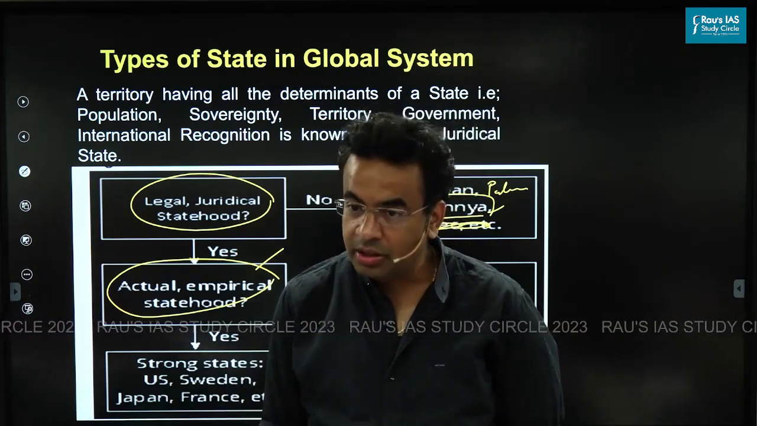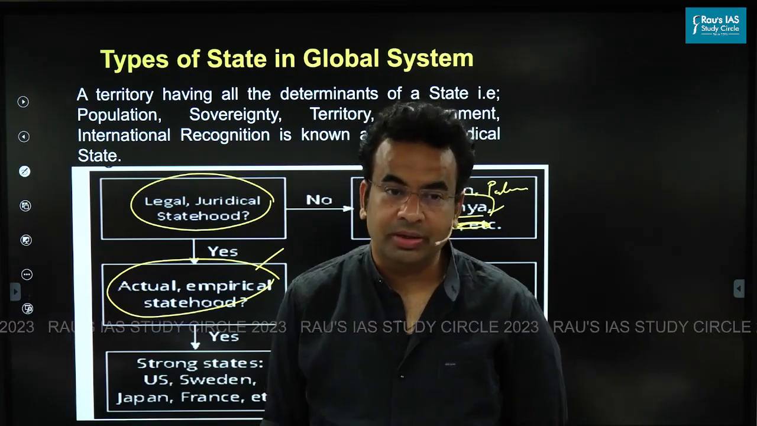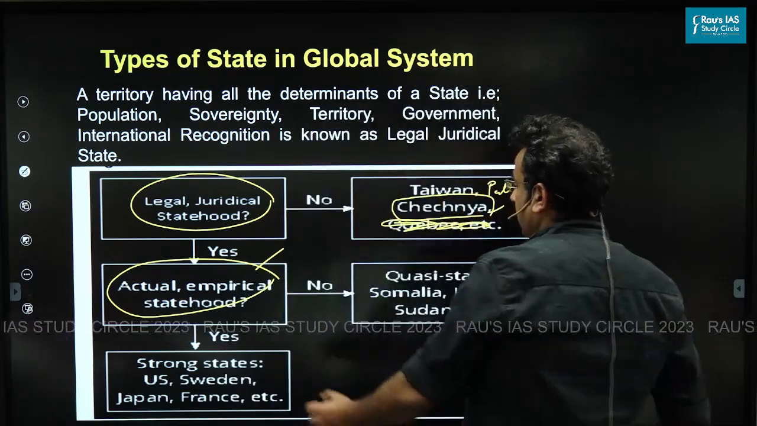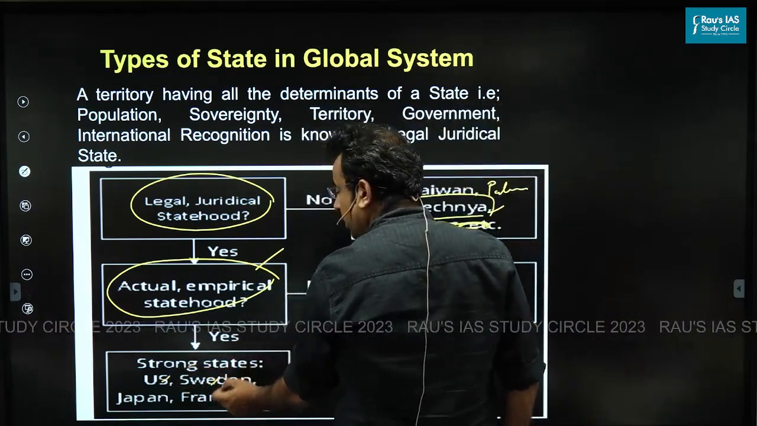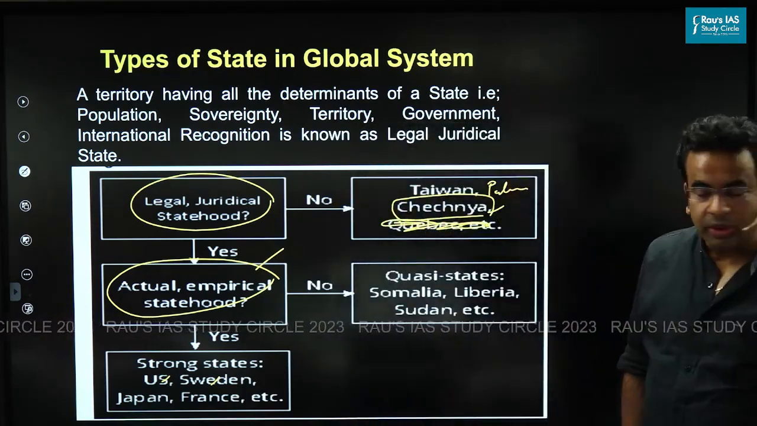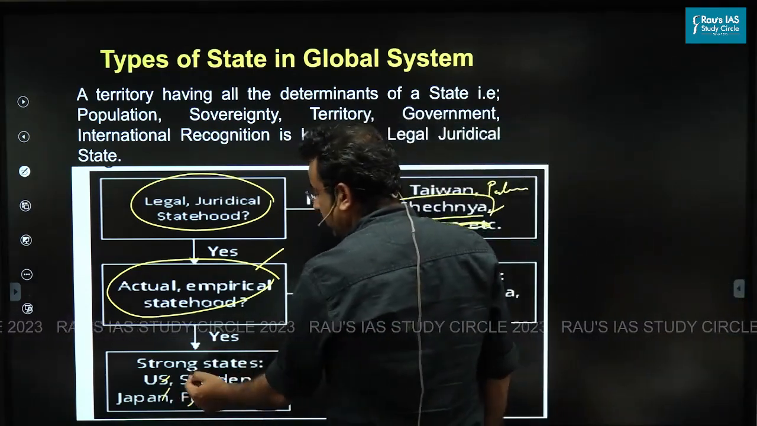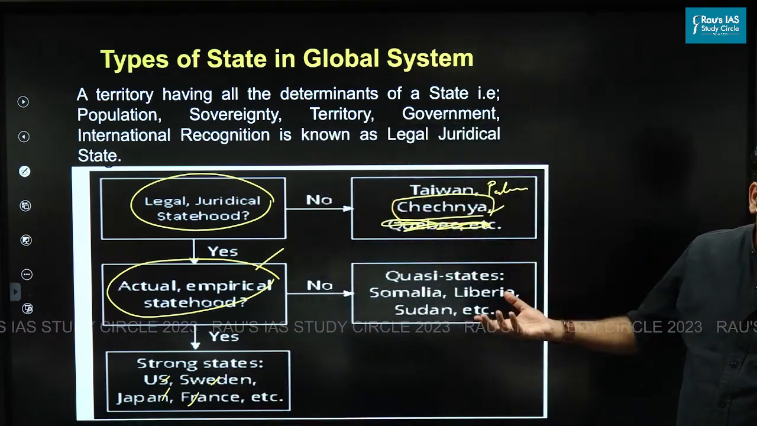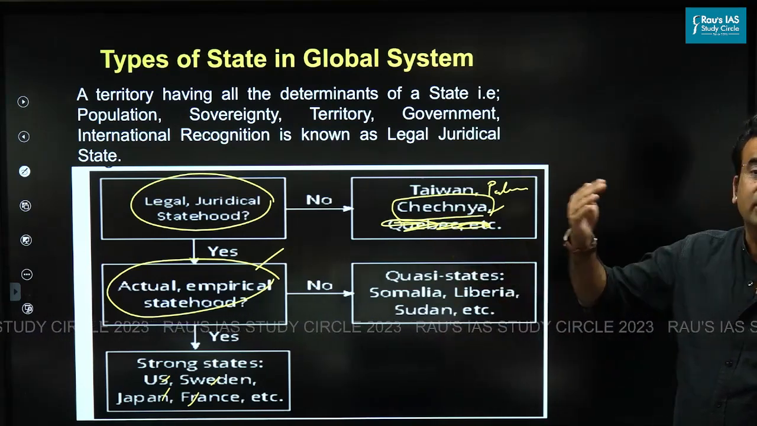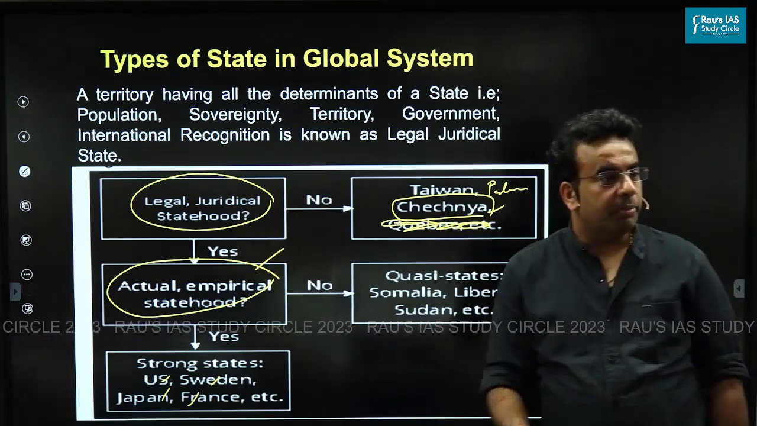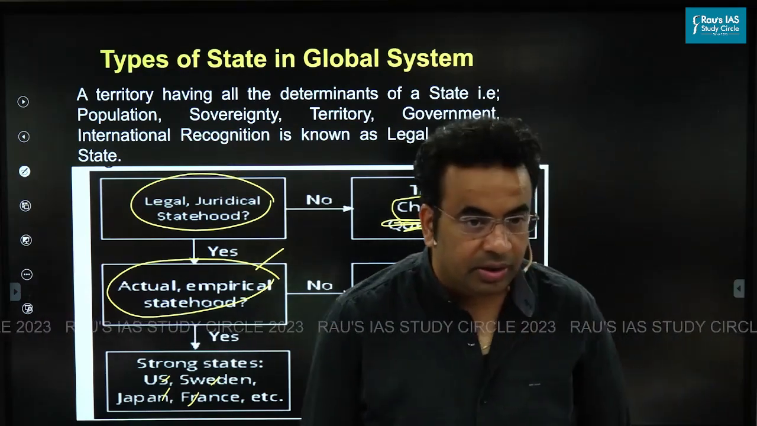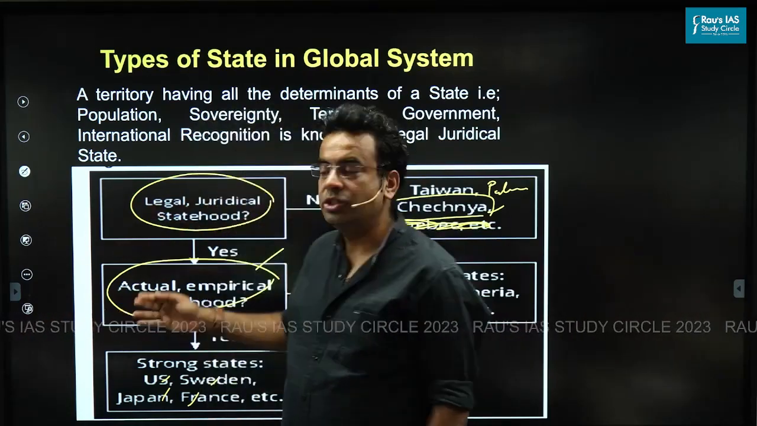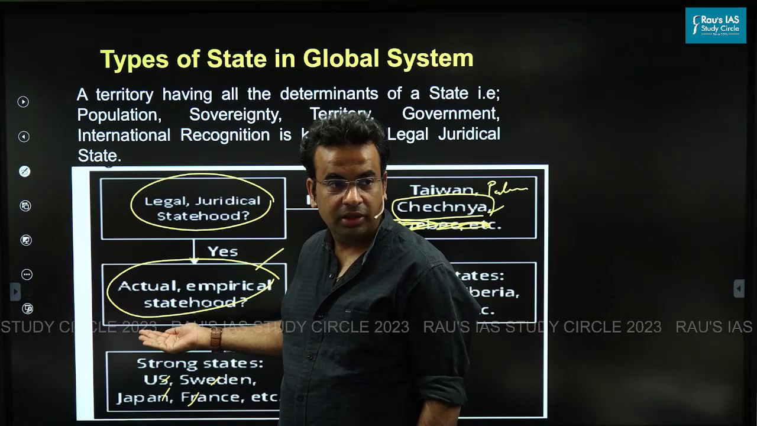You can read it again, what you have written. Who are actual empirical states? Such states are called as actual empirical states. Examples: US, Sweden, Scandinavian states, Norway, Finland, Japan, France, Western European countries come under the category of actual empirical state. Just a quick read of what you have written: all states are legal juridical, but not every legal juridical is actual empirical.